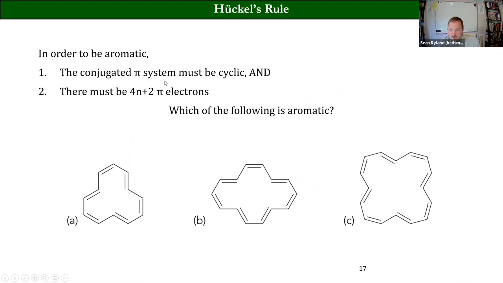It's really three criteria. This is always the way I see it written, but I see this as three criteria. You have to have a conjugated pi system that is also a ring. Those are probably just written that way because those are the easiest to wrap your head around. It's got to be a ring and it's got to have conjugated electrons. And then the last criteria is that odd number of electron pairs.